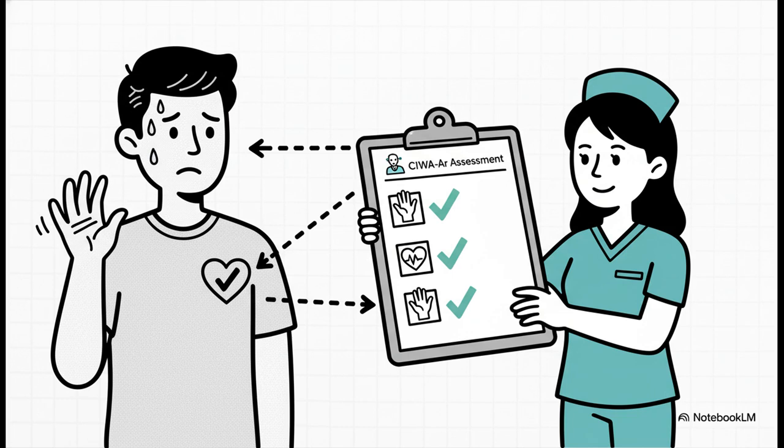The answer? You have to assess for withdrawal. Why? Because patients frequently, and I mean frequently, underreport their alcohol use. Those unexplained vital sign changes are your big clue. You need to immediately grab a validated tool, like the CIWA scale, assess the severity, and get the provider on the phone. Suspecting withdrawal early is truly the key to preventing a medical catastrophe.